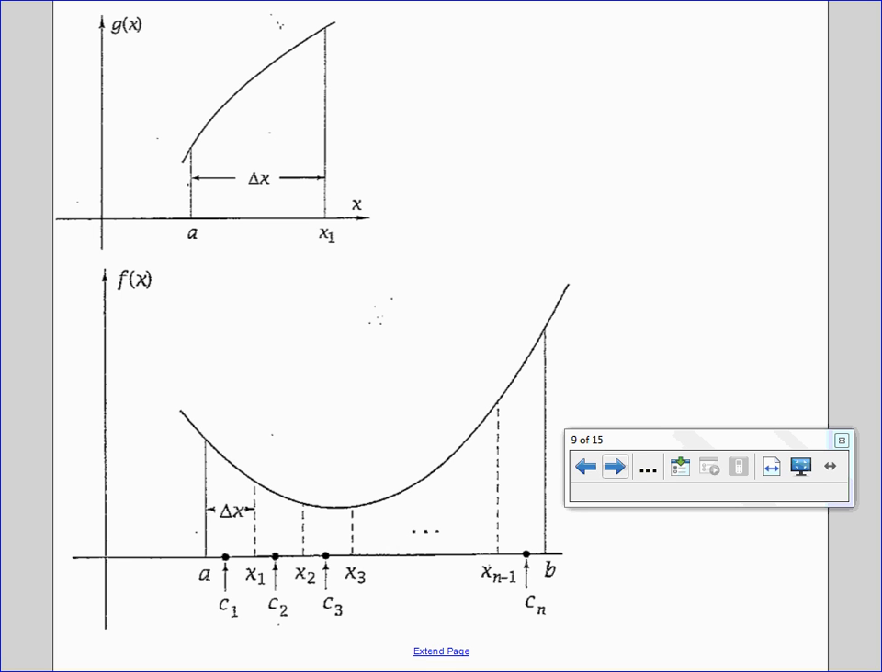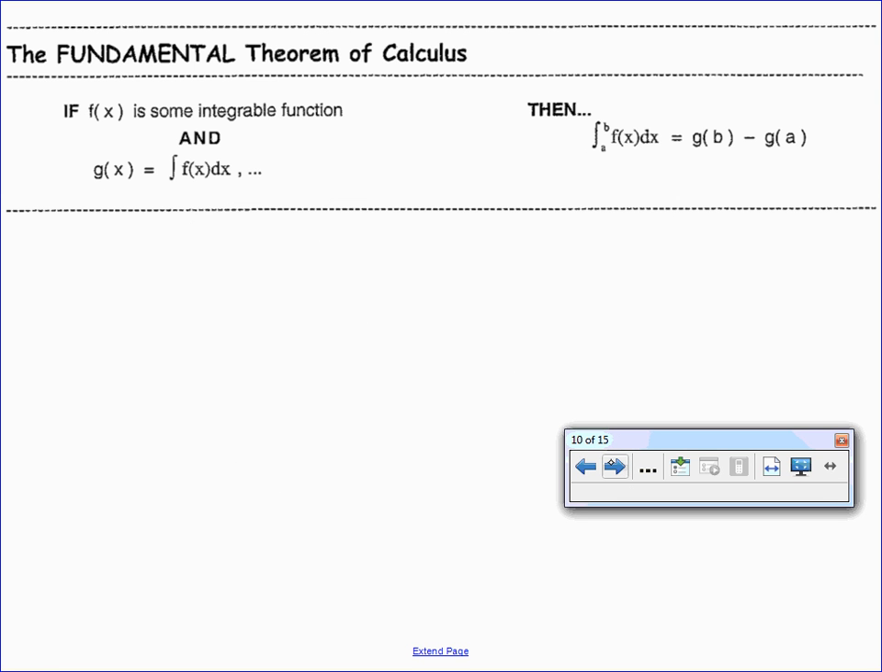Irregularly shaped region, I could still get one rectangle that found the exact area underneath the curve if I could just find that special c value. What was the key to finding that special c value? The mean value theorem. So the mean value theorem provided us with the missing link in order to find the exact height, the perfect height of the rectangle, such that when multiplied by the width of the rectangle gave me the exact area underneath the curve.